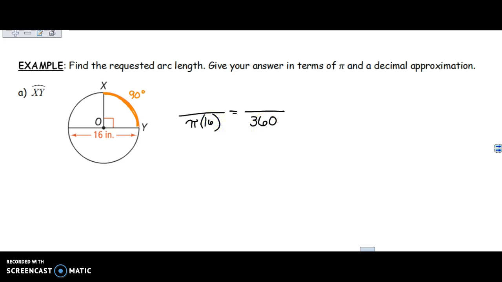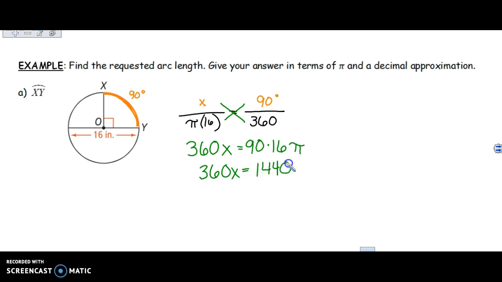I don't want to find 360 degrees, I only want 90 degrees of that circle, and I want to figure out the circumference of only 90 degrees, which I'm sure most of you know is just 1/4. Then we have to think back: how do you solve a proportion? You cross multiply. So I get 360x equals 90 times 16 pi. Calculating 90 times 16, I get 360x equals 1,440 pi.